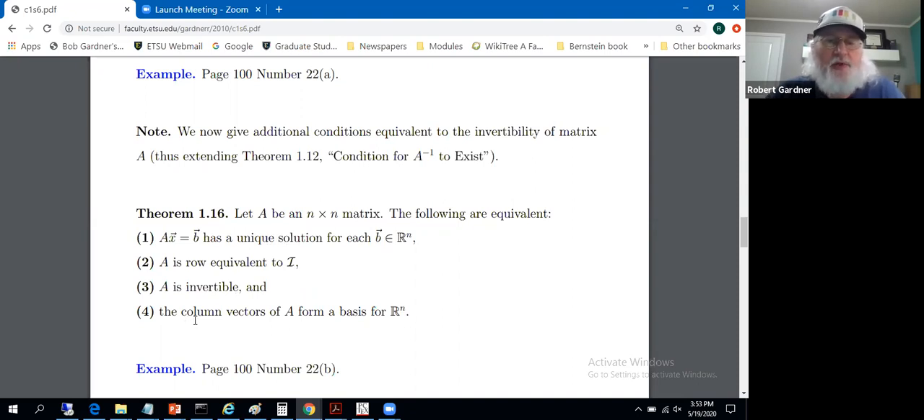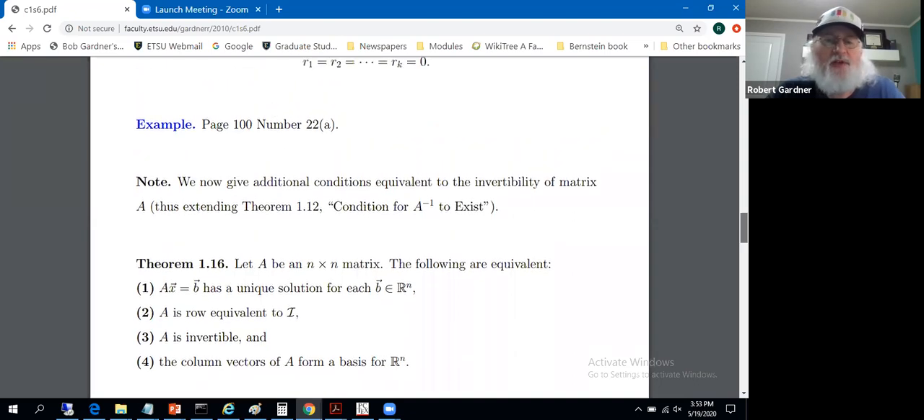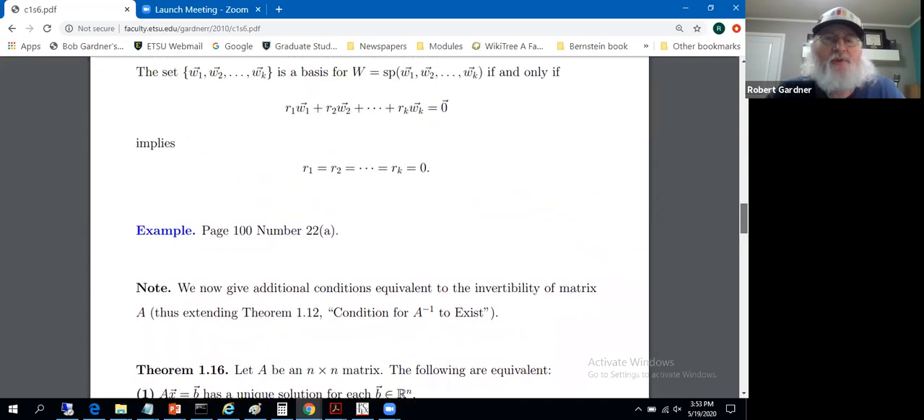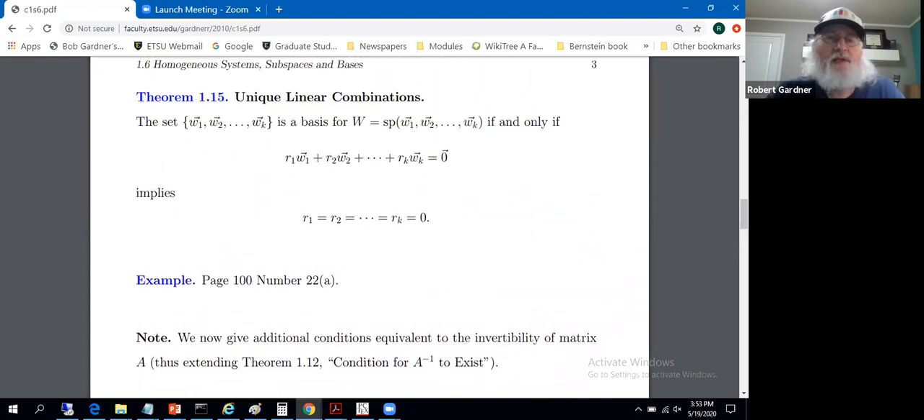So down here, the new claim is the column vectors of A form a basis for Rn. Well, you know those column vectors live in Rn. The previous theorem, Theorem 1.15, said we have a basis for a span if and only if this particular linear combination implies all the coefficients are 0.